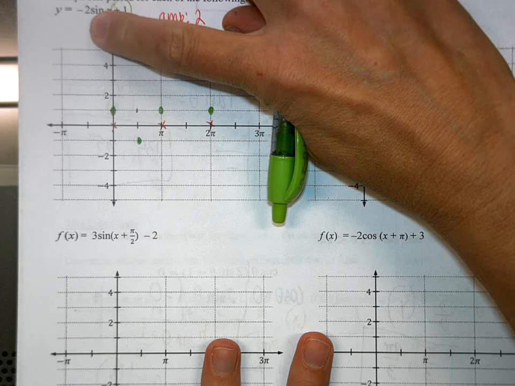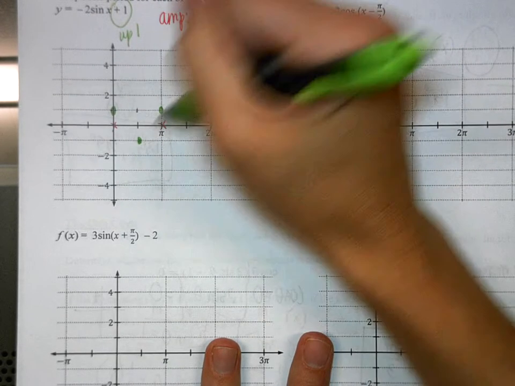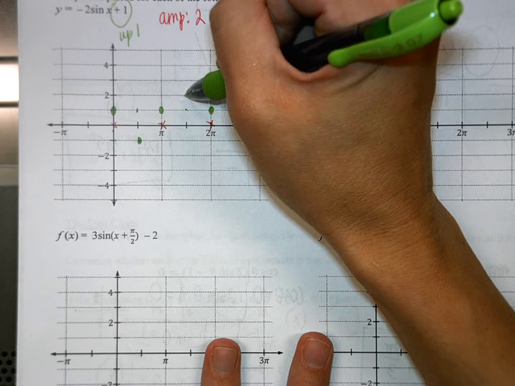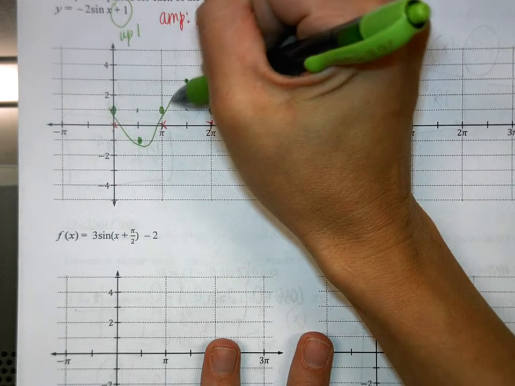Okay? And then you go in between these 2 points. And since I went down, now I have to go up. And then you draw your curve. Oops, tried to do it better than me.